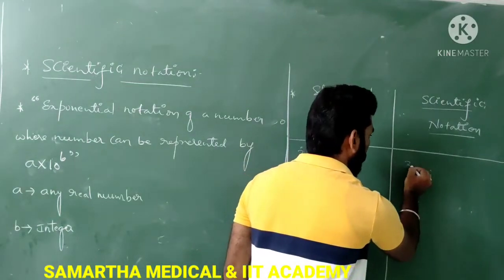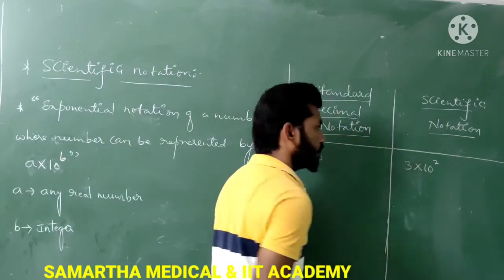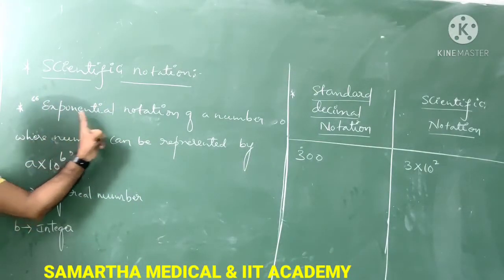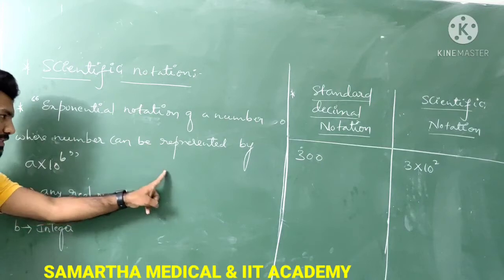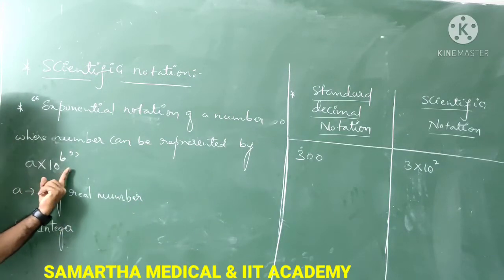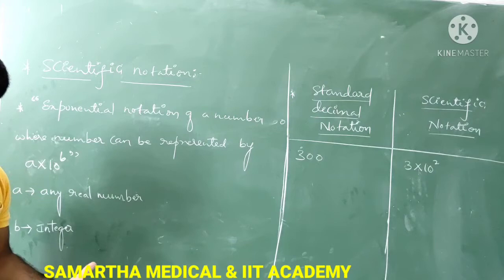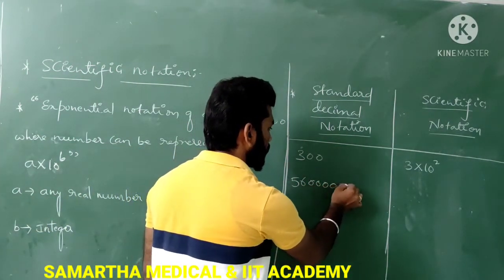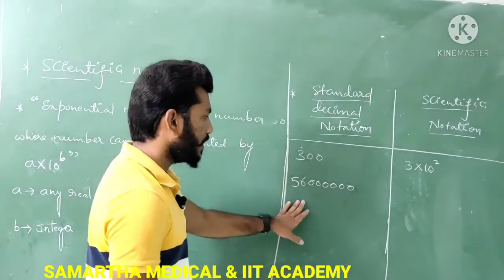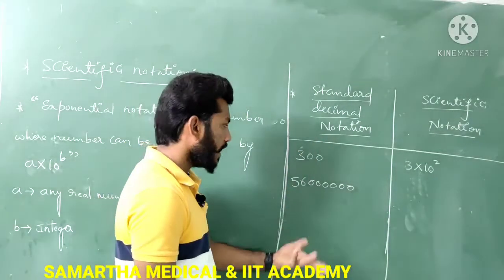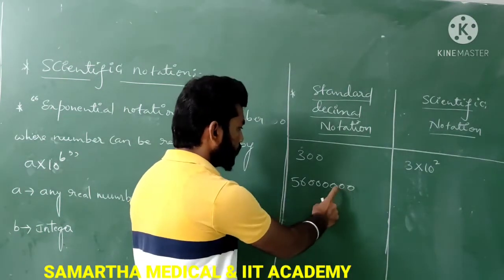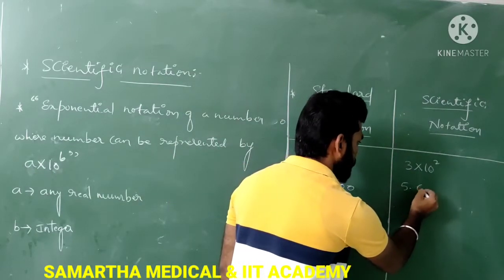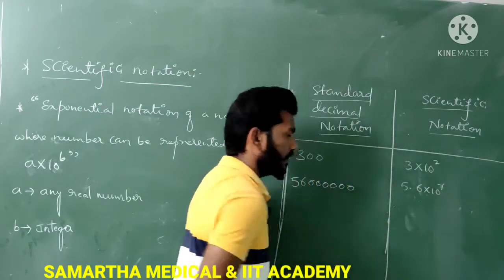So I just have to get 3 into 10 raised to. Scientific notation is nothing but the exponential notation of a number, where a number can be represented in this particular form, A into 10 to the power of n. Next, you have a huge number here. If you are expressing it in scientific notation, how would it be? 1, 2, 3, 4, 5, 6, 7. So 5.6 into 10 raised to 7.